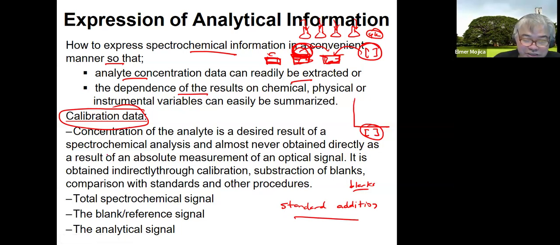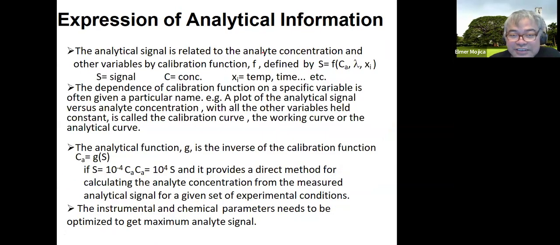Okay, so you have here the total spectrochemical signal, the blank reference signal, and the analytical signal. So what's the difference with this? When we have an analytical signal, it's related to the analyte concentration and other variables by a calibration function. So you can define it as S, the signal, equals F as a function of the concentration, the wavelength, temperature, time, and other variables.